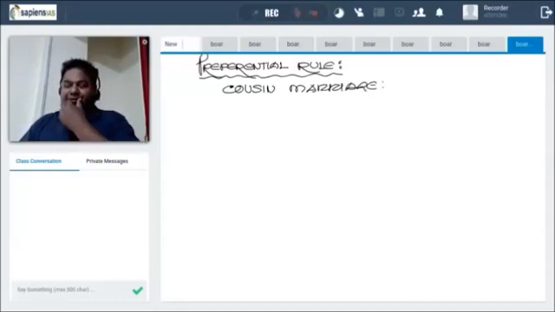There are two types of cousin marriage. One is cross cousin marriage and the other is parallel cousin marriage. So first, let us take cross cousin.